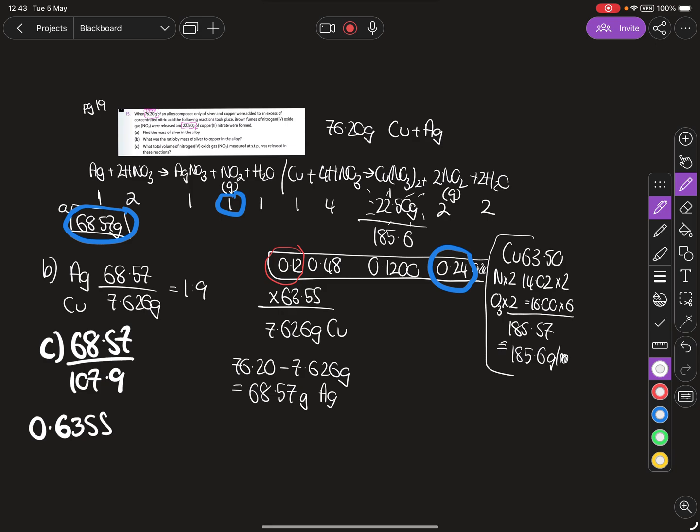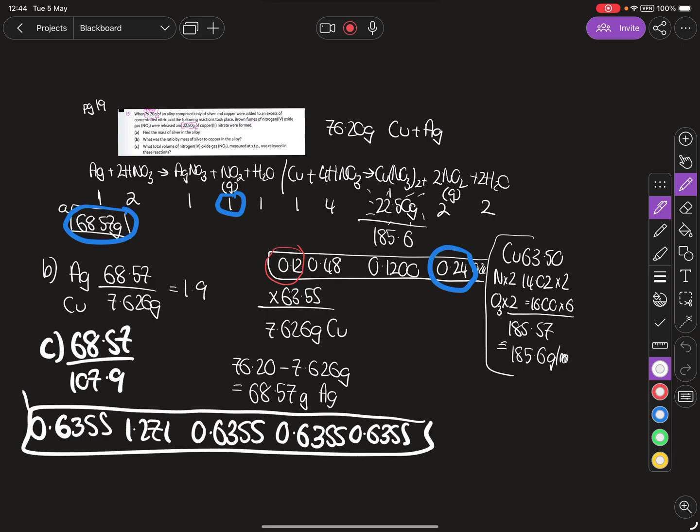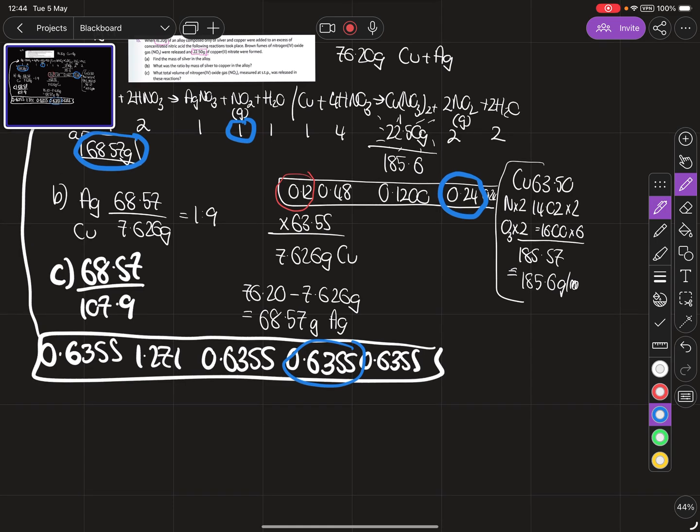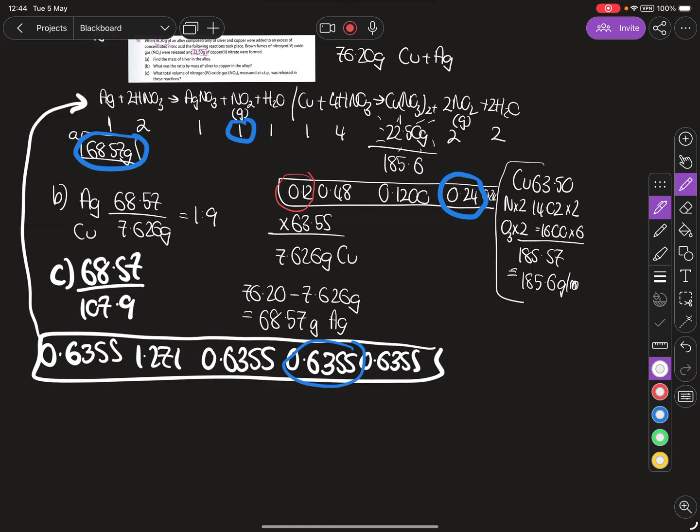I'm going to rewrite my moles as ratio. So 2 nitric acids is going to be 1.271. The 1 silver nitrate is going to be 0.6355. The nitrogen dioxide that I'm interested in, 0.6355. And the water is 0.6355. So that is the rewrite moles as ratio for this equation. And the nitrogen dioxide is this amount. So I need to find my moles in both equations.